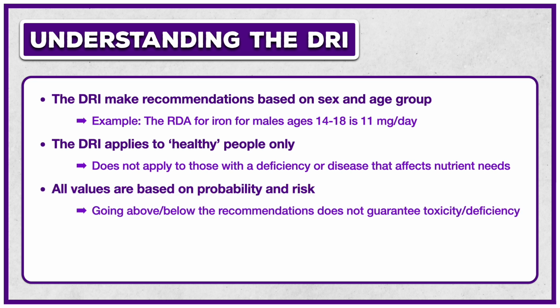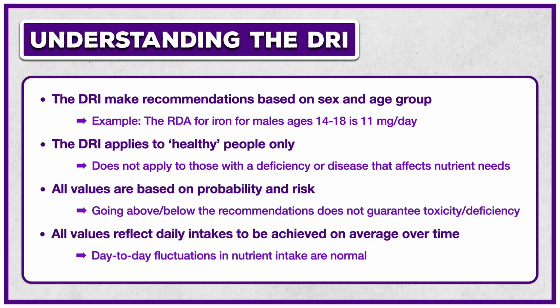Third, all values are based on probability and risk. That means going above or below the recommendations does not guarantee toxicity or deficiency, it simply increases the risk. And fourth, all values reflect daily intakes to be achieved on average over time. A person does not have to meet their nutrient needs perfectly every day to maintain normal health and function. Day-to-day fluctuations in nutrient intake are normal.